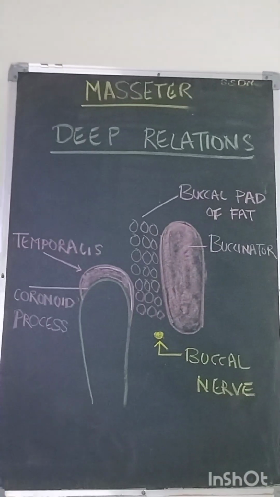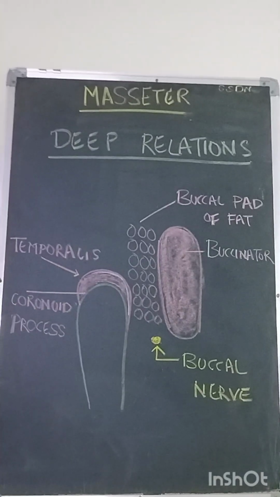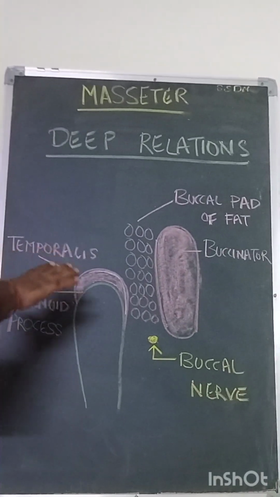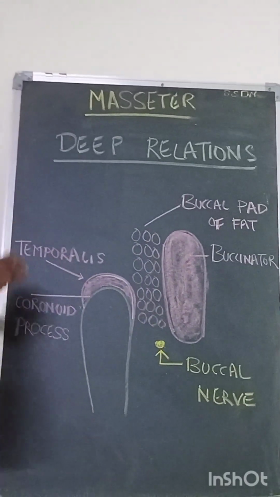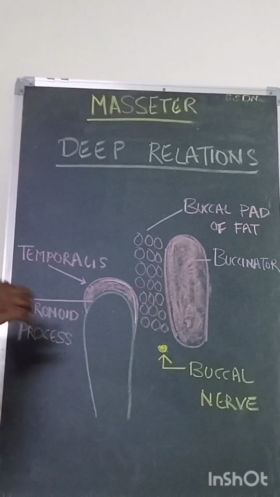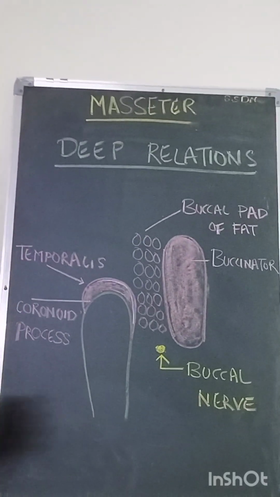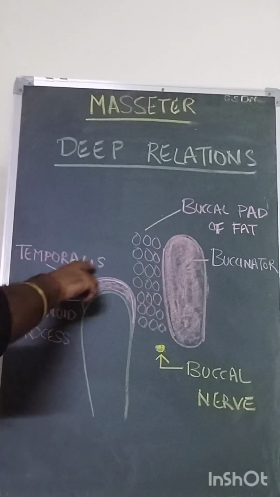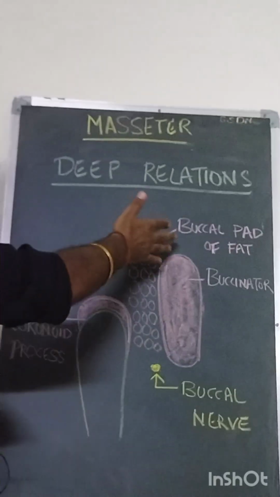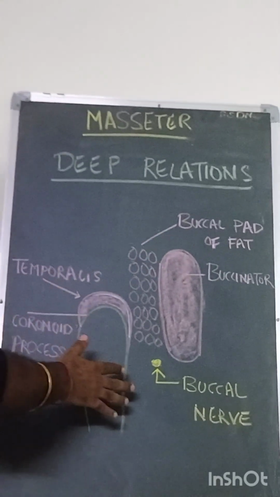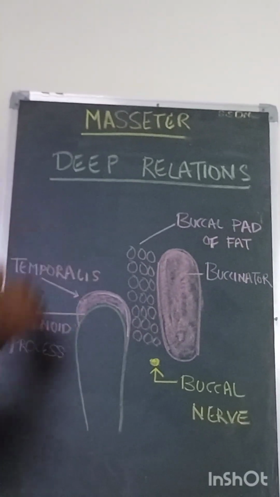Deep relations of the masseter muscle: when you go deep inside the muscle, the first thing you see is the temporalis muscle, then the buccinator muscle, the buccal pad of fat and the buccal nerve. The temporalis is another muscle of mastication, attached to the coronoid process and the anterior surface of the ramus of the mandible. So these are the relations which are deeper or medial to the masseter muscle.